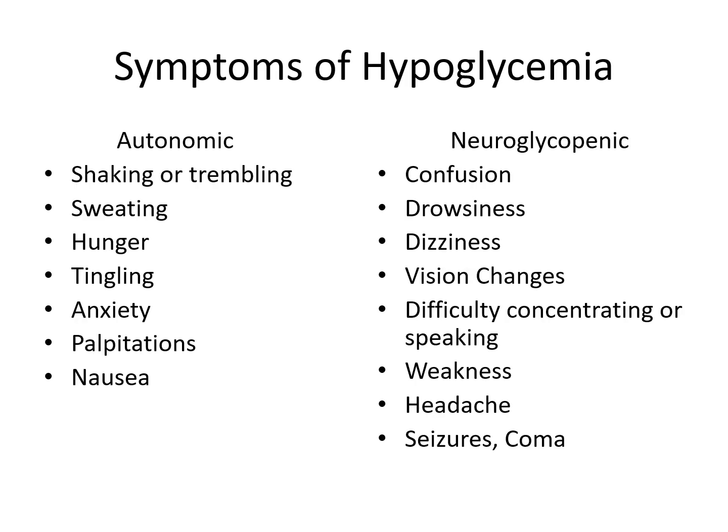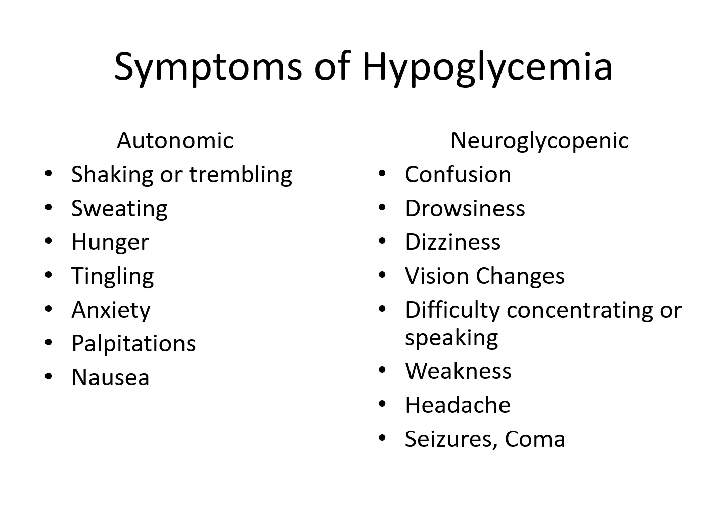Symptoms of hypoglycemia can be classified as either autonomic or neuroglycopenic. Autonomic symptoms are neurogenic symptoms that are the result of the perception of psychological changes caused by the autonomic nervous system in response to hypoglycemia. Neuroglycopenic symptoms, on the other hand, are signs and symptoms that result from the direct central nervous system deprivation of glucose. Autonomic symptoms include shaking, trembling, sweating, hunger, tingling, anxiety, palpitations, or nausea.